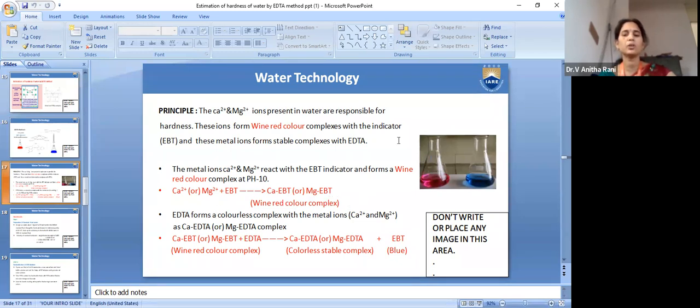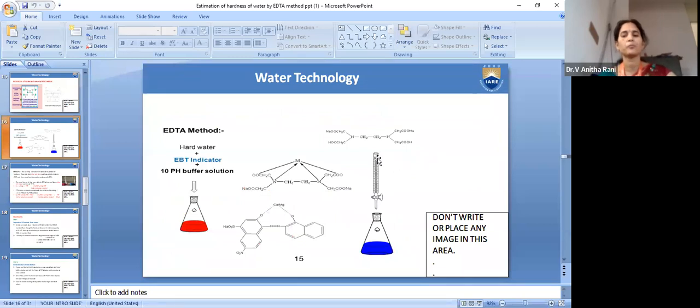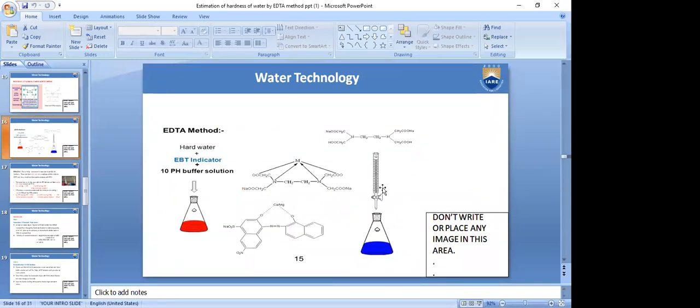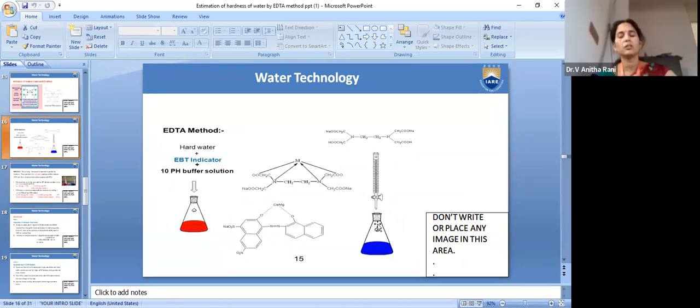So immediately we titrate with the EDTA solution. We take the EDTA solution in the burette and do the titration. We add EDTA drop by drop into the sample of water with the wine red colored complex, and at one drop of EDTA, the color changes from wine red to blue color.